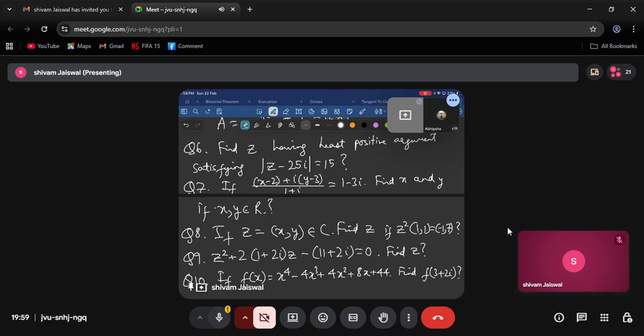Solve. Keep solving it. Should I start with 6, everyone? Tell me. Roshan, have you understood number 5? Yes, sir. Exam check number 6.